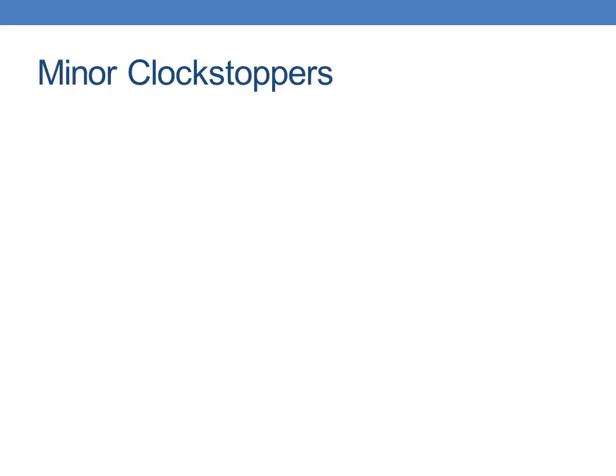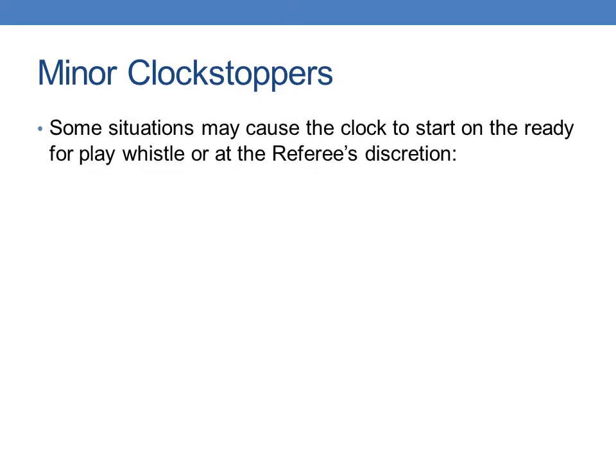So for me, the opposite of major is minor. So I've categorized these others as minor clock stoppers, and these are situations that will cause the clock to start on the ready for play or at the referee's discretion. And I've noted that here in the diagrams. So first, a first down, primarily a first down for Team A, is dependent upon the previous play. If Team A gains the line to gain and is deflagged inbounds, then the only reason we stop the clock under 2 minutes is for the first down, and the clock would then start on the ready for play.